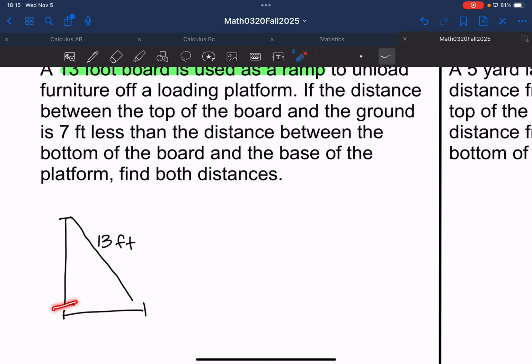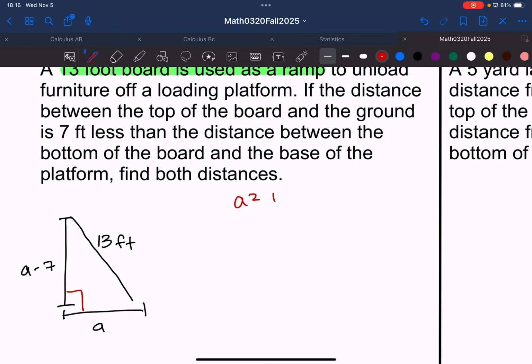So since we don't know anything about this side, let's go ahead and give it a variable. What variable do you want to assign it? A? Okay, so this is A. So how would I write 7 feet less than A? A minus 7. Okay, and technically, yes, that would be equal to B, the side B. But I don't want to confuse myself and add in that other variable, so I'm just going to say A minus 7. Okay, so it looks like I have a right triangle, which means I can use the Pythagorean theorem.